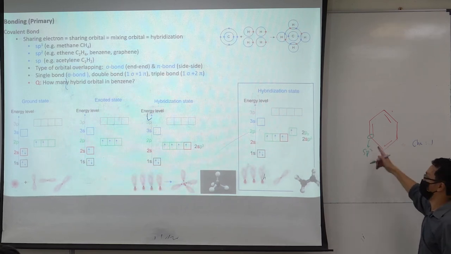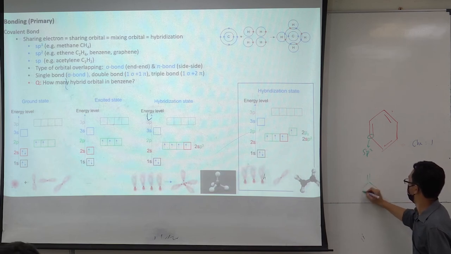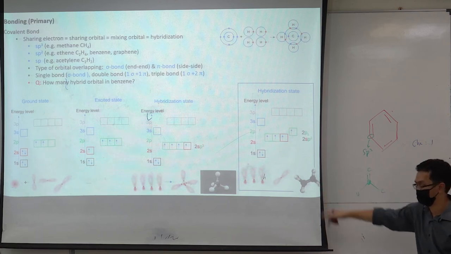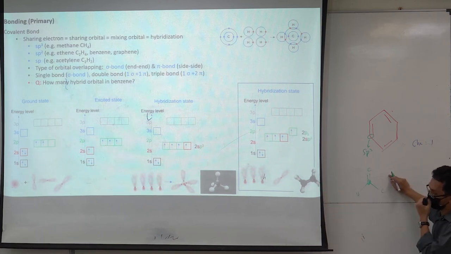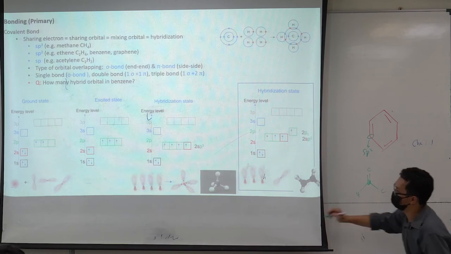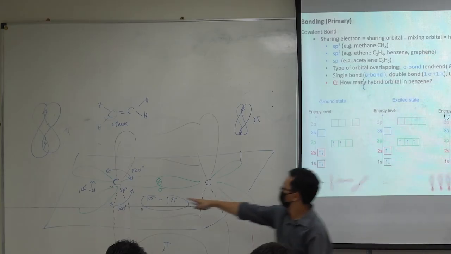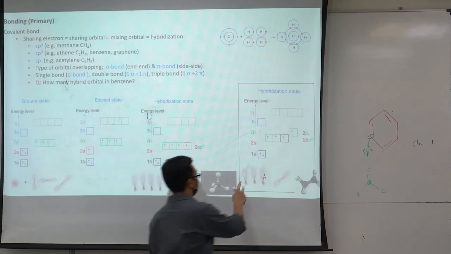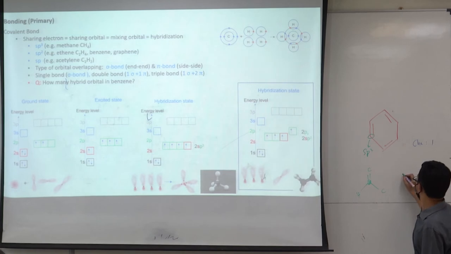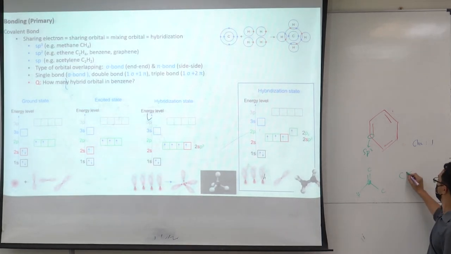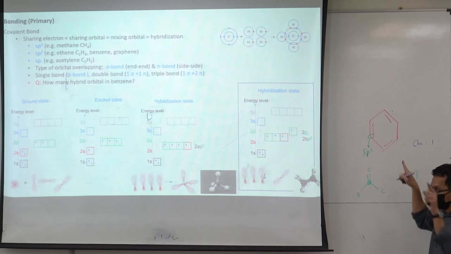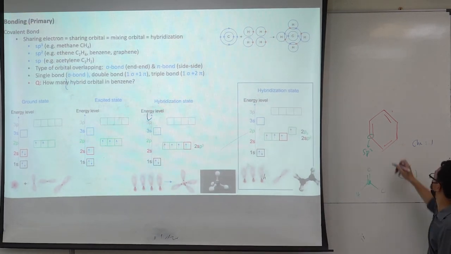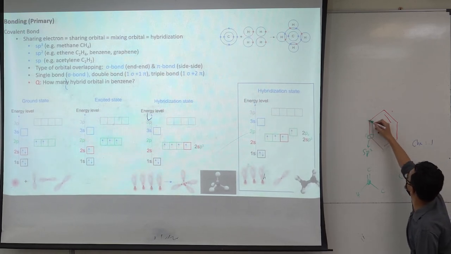So SP2, what does it mean by SP2? You have one, you have this, this is another C. So this one is SP2, like the benzene. You need to understand how many hybrid orbitals. As you can see here, one carbon has three: one, two, three. There are three hybrid orbitals for each carbon, and then you have one, two, three, four, five, six.